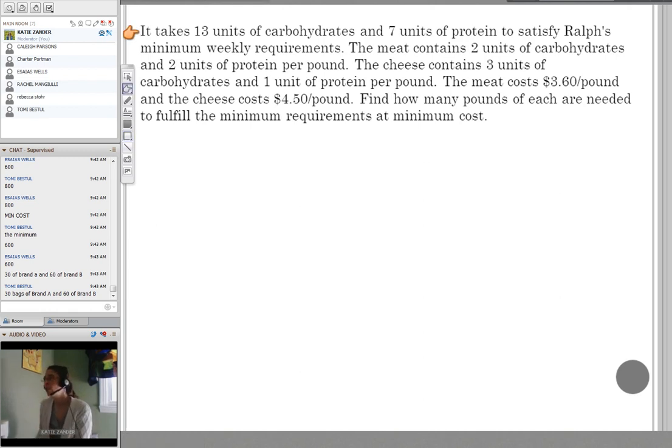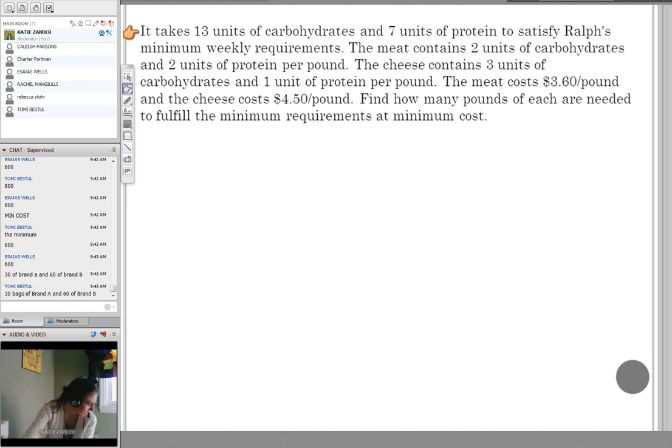It takes 13 units of carbohydrates and 7 units of protein to satisfy Ralph's minimum weekly requirements. The meat contains 2 units of carbohydrates and 2 units of protein per pound. Cheese contains 3 units of carbos and 1 unit of protein per pound. Meat costs $3.60 per pound and cheese costs $4.50 per pound. Find how many pounds of each are needed to fulfill the minimum requirements at minimum cost.